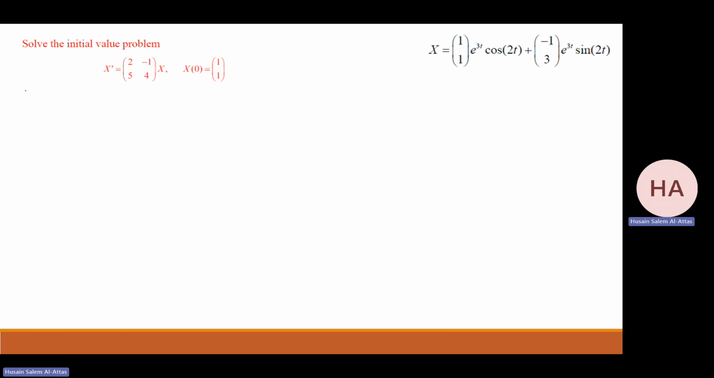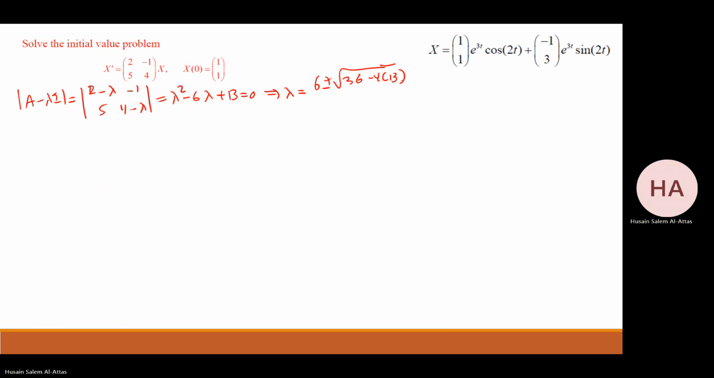Now let me do it again. So I have A minus lambda I. Let me do it quickly: 2 minus lambda, minus 1, 5, 4 minus lambda. That gives me lambda squared minus 4 lambda minus 2 lambda, this is minus 6 lambda plus 8 plus 5, that will be plus 13 equals 0. So lambda is 6 plus or minus the square root of 36 minus 4 times 13, over 2. That will be 6 plus or minus 4i over 2, that will be 3 plus or minus 2i.